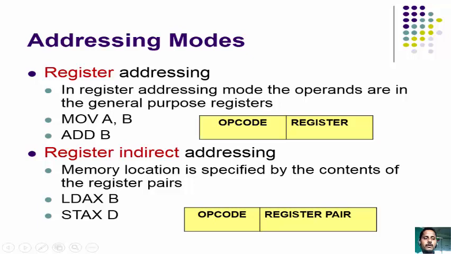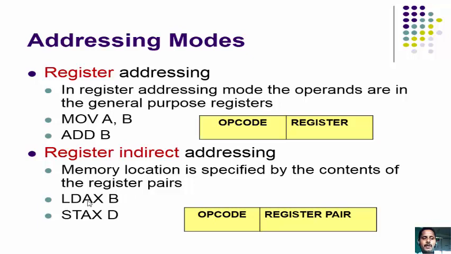Okay, so suppose LDAX. So LD indicates load operation, loading operation, A indicates accumulator, and X indicates the operand in register pairs. So X indicates the next register in pairs. So here LDAX B means BC pair. So wherever you find the capital letter X, it indicates the operand consists of the register pairs.